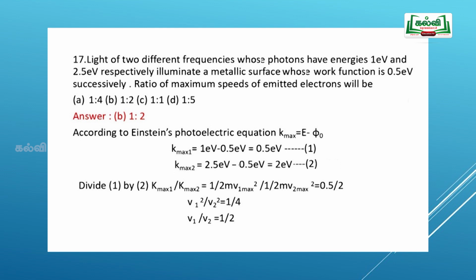Now divide equation 1 by equation 2. Kinetic energy maximum 1 by kinetic energy maximum 2 is equal to half m v1 max square by half m v2 max square, which is equal to 0.5 by 2. So v1 square by v2 square is 1 by 4. When you take the square root, v1 by v2 is 1 by 2.